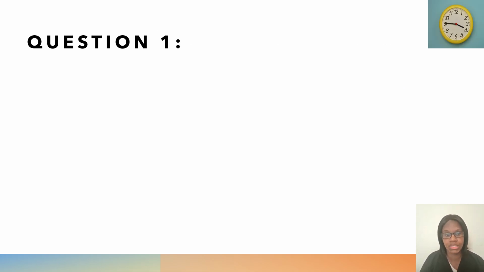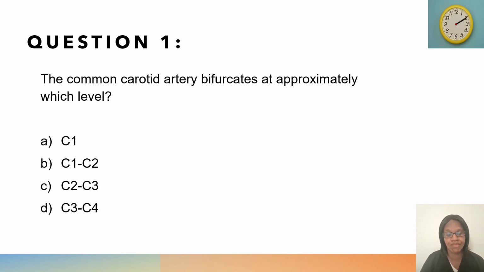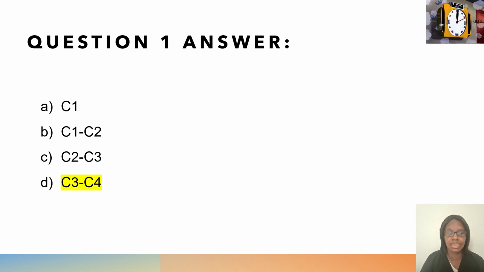All right, so this is one of the quiz questions that I was telling you about. I'm going to read the question and the answer choices, give you a few seconds to think about the answer, and then I'll tell you all the answer. So for question one, the common carotid artery bifurcates at approximately which level? A, C1; B, C1 to C2; C, C2 to C3; or D, C3 to C4? All right, the correct answer is D, C3 to C4.